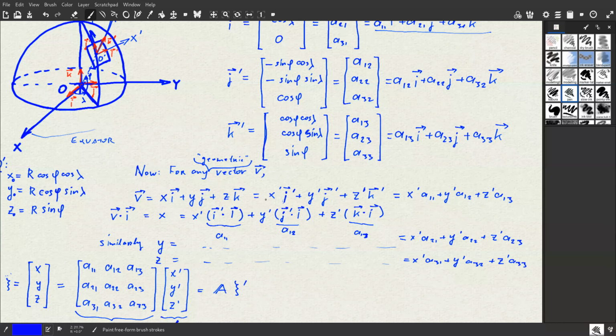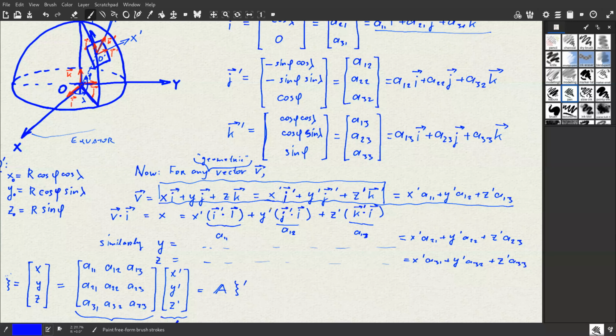So by considering these two decompositions, multiplying the left-hand side and the right-hand side of this equality by, for example, I, we would get x on the left-hand side, and we would get on the right-hand side x prime times scalar product, dot product, I prime I plus y prime times dot product J prime I plus z prime, obviously, times dot product K prime I.